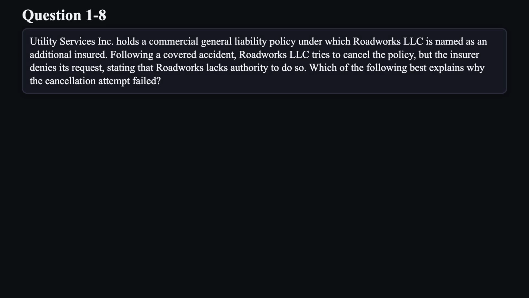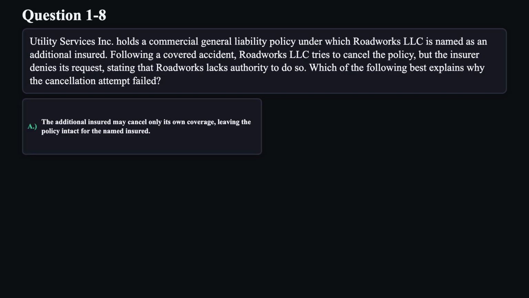Question 8. Utility Services, Inc. holds a commercial general liability policy under which Roadworks, LLC is named as an additional insured. Following a covered accident, Roadworks, LLC tries to cancel the policy, but the insurer denies its request, stating that Roadworks lacks authority to do so. Which of the following best explains why the cancellation attempt failed?